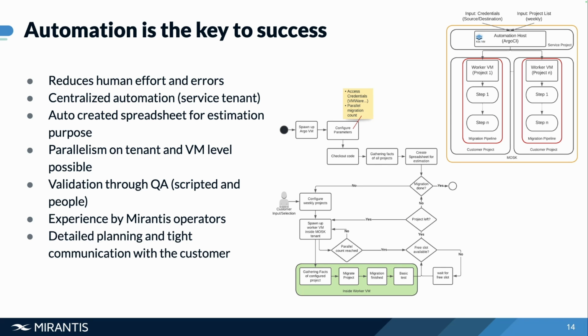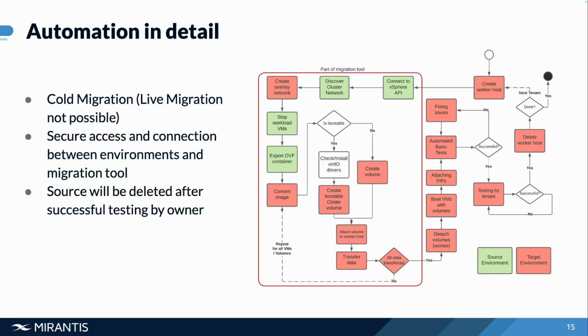Once we have that planning done, and let's say we have adapted our tool chain, then we start to do the migration, right? And that migration will be in parallel. That migration can be in parallel on a tenant level or on a VM level. And what I mean by that is, let me just move towards the next slide.